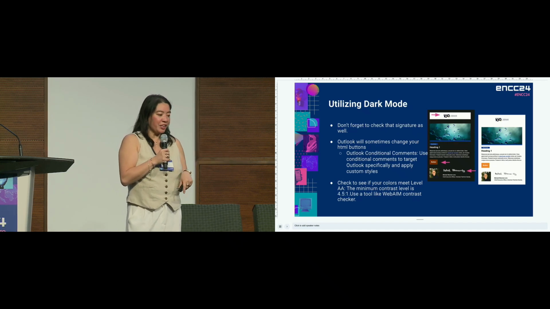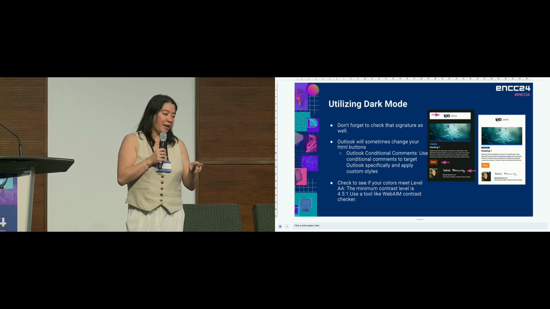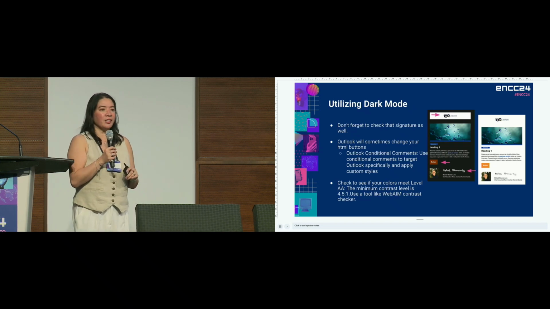And then also just check to see if your colors meet the level AA, which is a 4.5:1 ratio. There are tons of contrast checkers out there, so just take advantage of that.